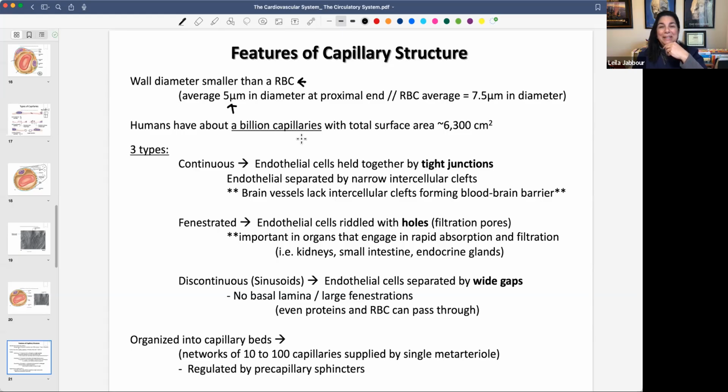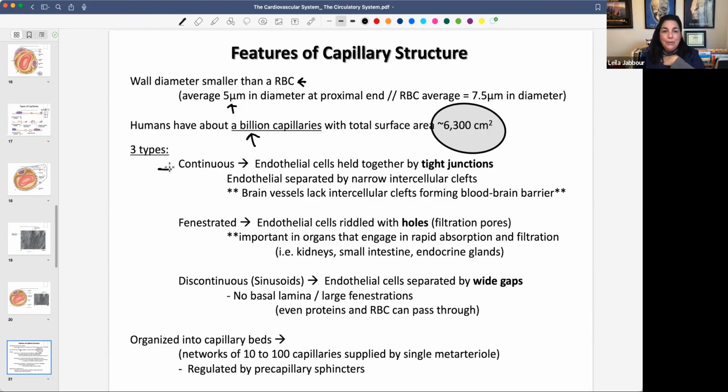So we have 1 billion capillaries with a total surface of 6,300 square meters. I don't know if that speaks to you. If it does, good. If it doesn't, it's not a number I would ask you to memorize. But we have a bazillion. That's not a word. We have 1 billion capillaries because we have so many places we need to feed. So we have to have all these capillaries everywhere.